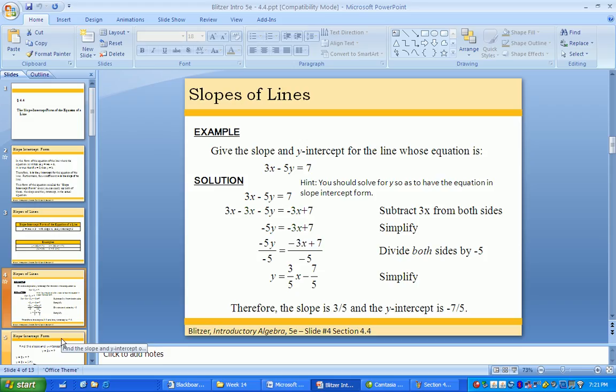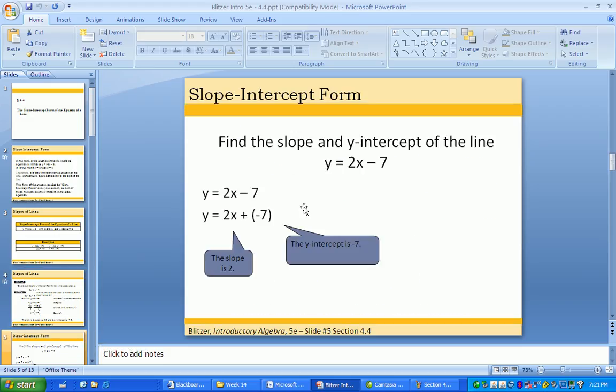Find the slope and y-intercept of the line y is equal to 2x minus 7. In this particular case, the slope is equal to the coefficient in front of our x, which is 2, and our y-intercept is negative 7, because there's supposed to be a positive there. So the y-intercept is always whatever sign we have in front of our constant. That's negative 7 in this case.